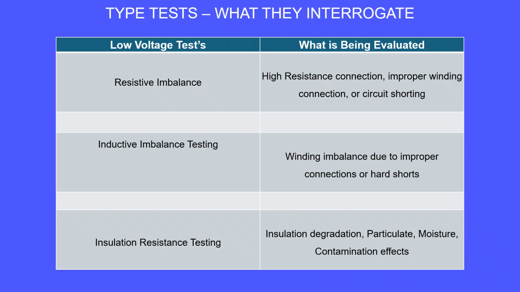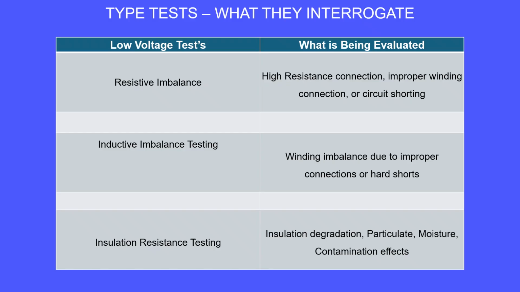Let's look at the different type tests and what they are evaluating. Starting with low voltage tests. Resistance imbalance is measuring the actual resistance between phases. It looks for high resistance connections, improper internal connections and circuit shorting. Whether there is possible turns, coils or phases shorting together.